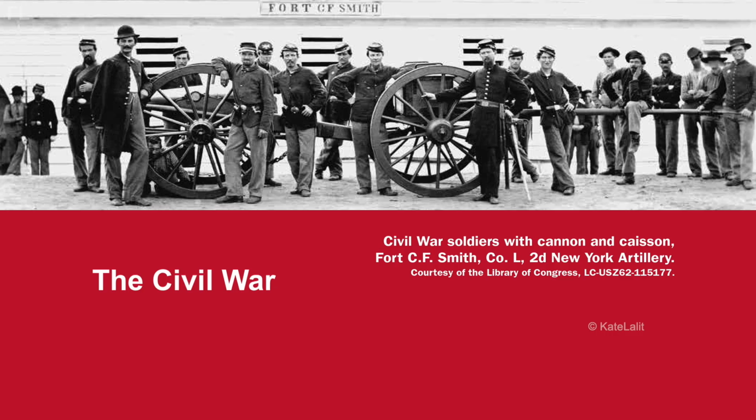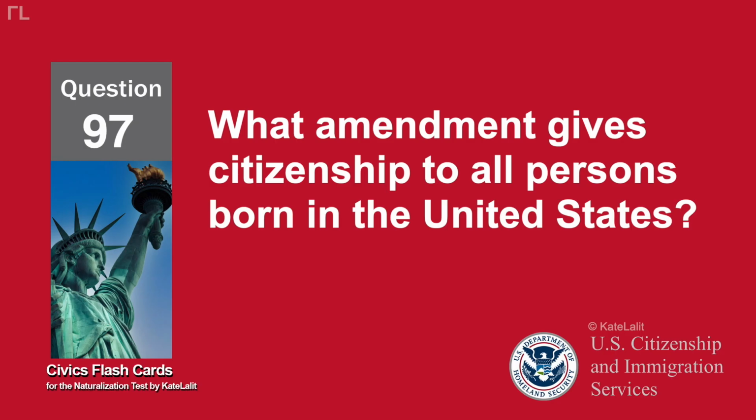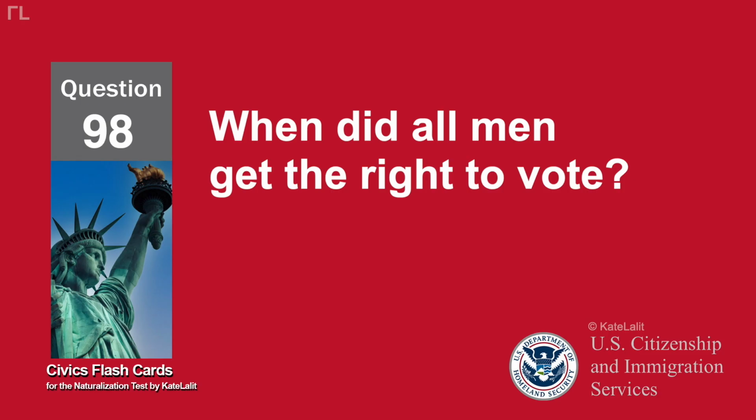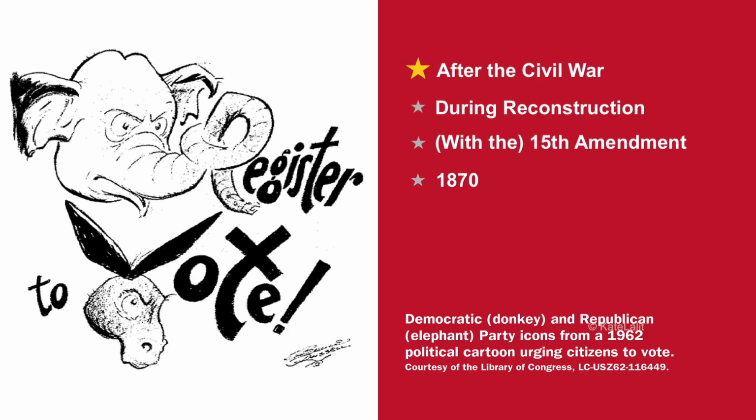The Civil War. What amendment gives citizenship to all persons born in the United States? 14th Amendment. When did all men get the right to vote? After the Civil War. During Reconstruction. With the 15th Amendment. 1870.